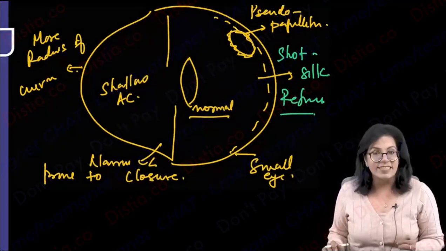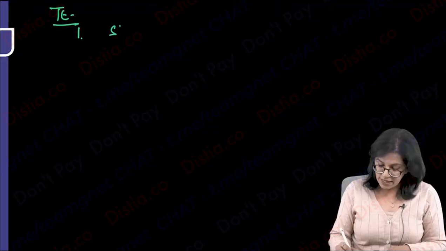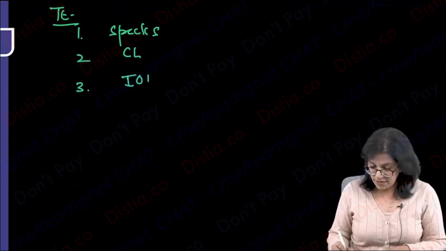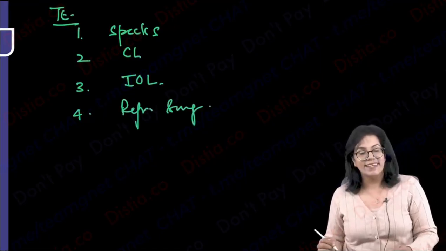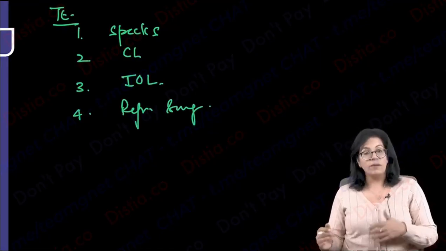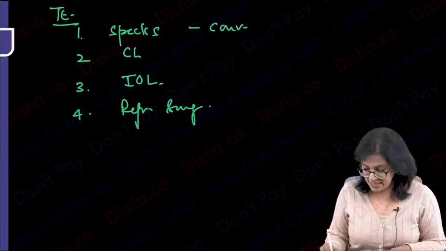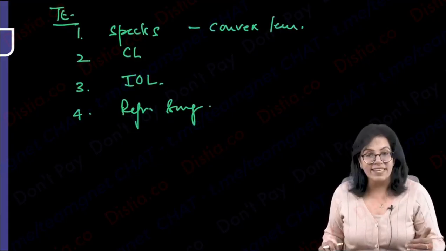How will you treat it? So hypermetropia treatment, again, basics, we can give specs, you can give contact lens. If the patient is phakic, you may give IOL implantation or refractive surgeries. Right? Okay. Coming to the specs correction, here I am going to give a convex lens, isn't it? Whereas in myopia, we were giving concave.